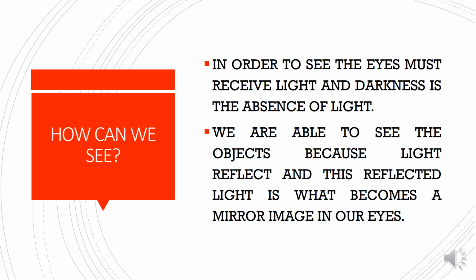So, how can we see? In order to see, the eyes must receive light, and darkness is the absence of light. We are able to see the object because the light reflects, and this reflected light is what becomes a mirror image in our eyes.